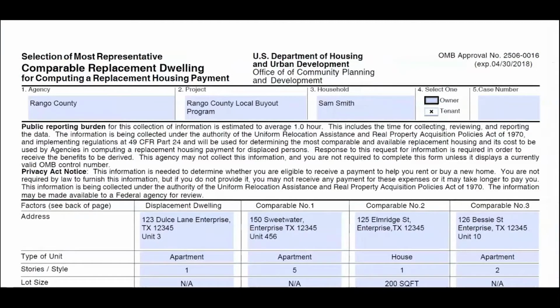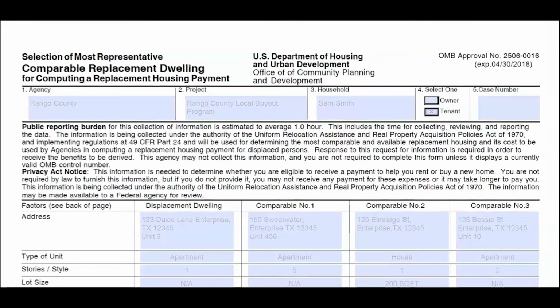Now, let us begin to review each section of the Selection of Most Representative Comparable Replacement Dwelling Form HUD-461. For this video, we will use an example of a fictional applicant and location to give a sample of how to complete the form. Once opened in Acrobat, you will be able to enter and edit data onto the document. The entire form is completed by the subrecipient. Note: the subrecipient will use the applicant's current dwelling unit information only, and from that, provide 3 comparable dwelling units for similar likeness.